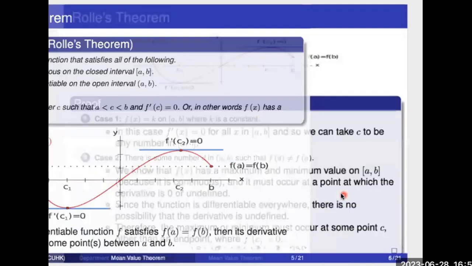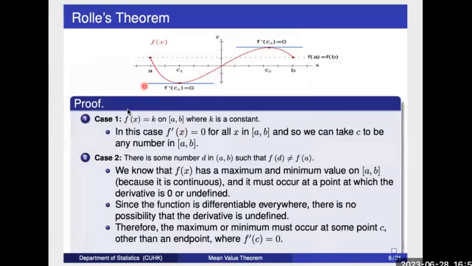To better understand Rolle's theorem, let's consider its proof, which can be divided into two cases. In the first case, if the function is constant over the entire interval, then its derivative is 0 for all x within that interval. In the second case, if there exists a number d in the open interval where f(d) is not equal to f(a), then we know that f(x) has both a maximum and minimum value on that interval. Since the function is differentiable everywhere, there is no possibility for its derivative to be undefined. Therefore, the maximum or minimum must occur at a point c where the derivative is equal to 0.